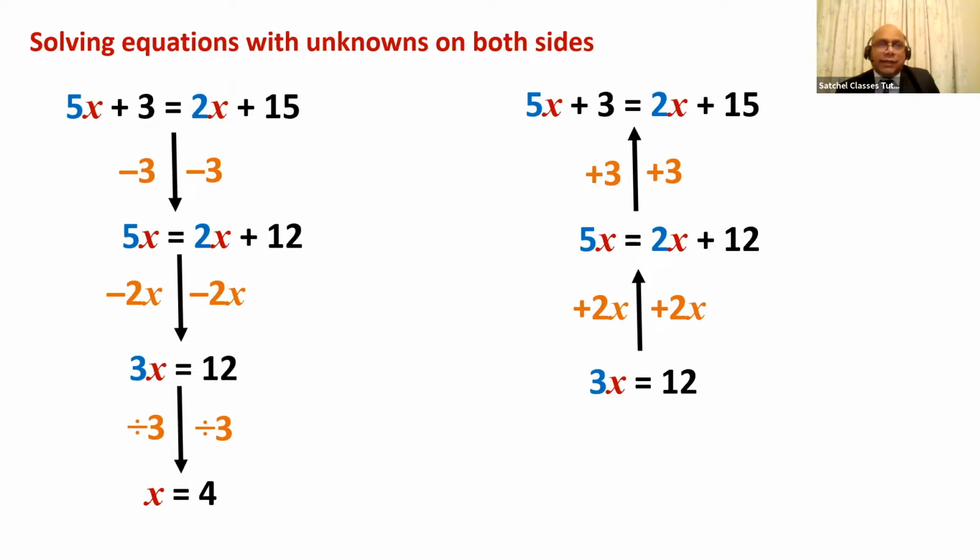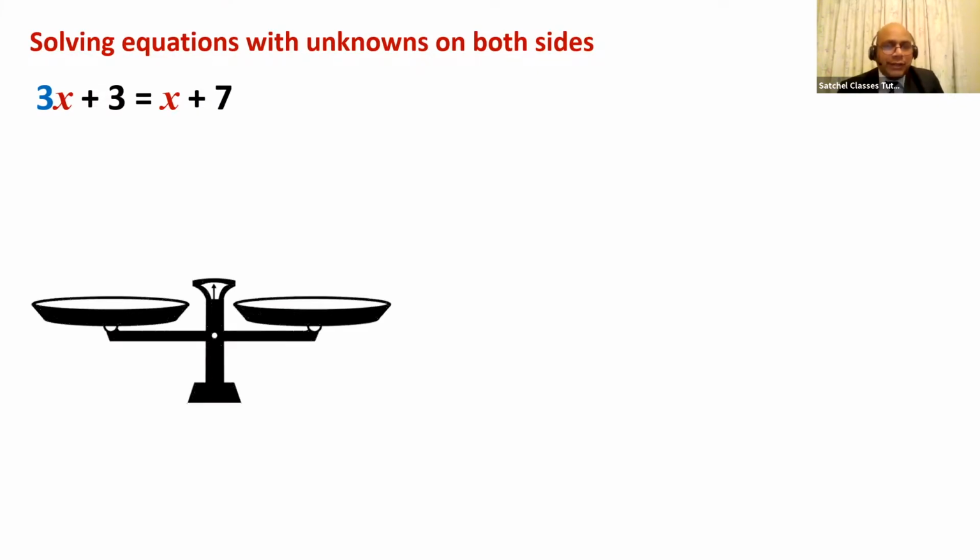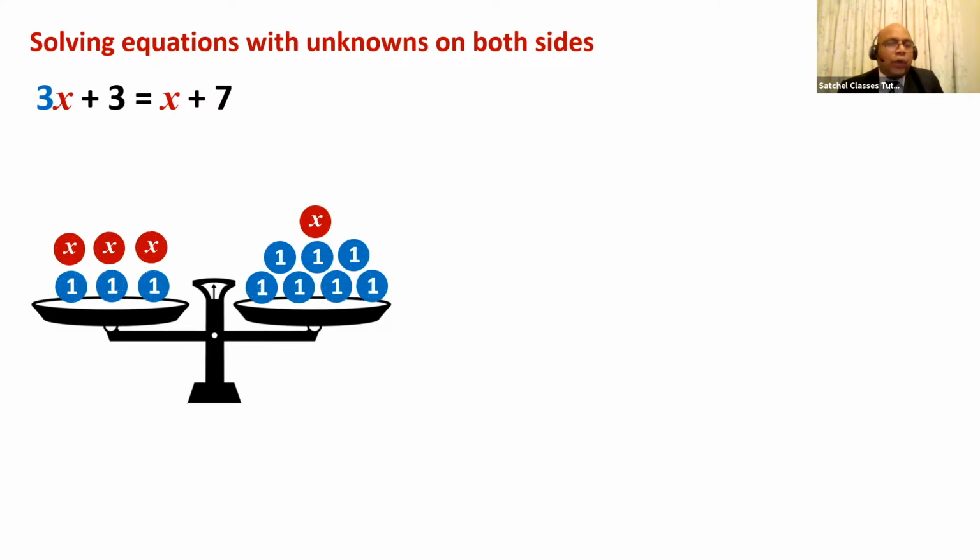So now let's look at these equations in a different perspective. 3x plus 3 equals x plus 7. That's the equation, right? So let's say we have a balancing pan. On one side of the pan, we have 3 x's and 3 ones because that's 3x plus 3. And on the other side, we have 1x and 7 ones. So 1x plus 7, right?